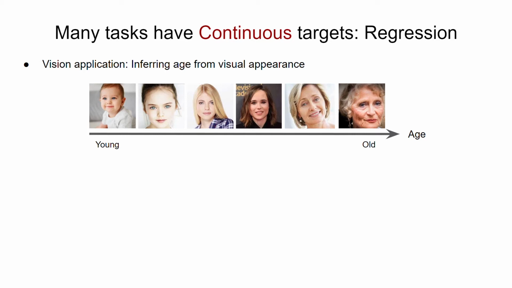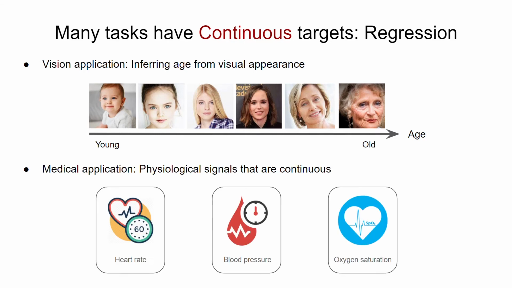In particular, it is often very hard to collect images for the very young and very old people. Similar issues also happen in medical applications, where we would like to infer different health metrics across the patient populations, such as the heart rate, the blood pressure, and oxygen saturation. These physiological signals are also continuous and often have skewed distributions across patient populations.